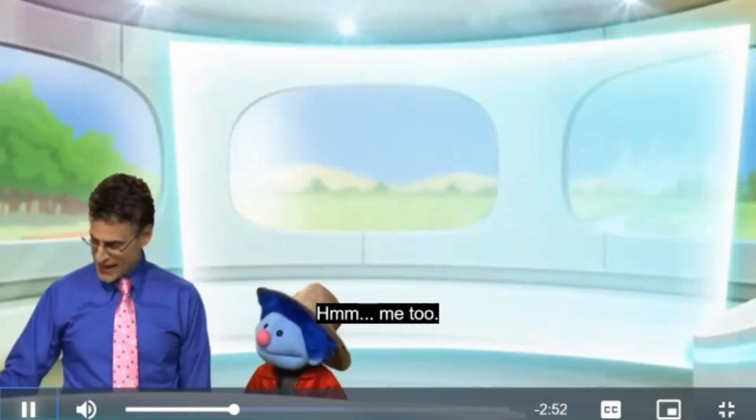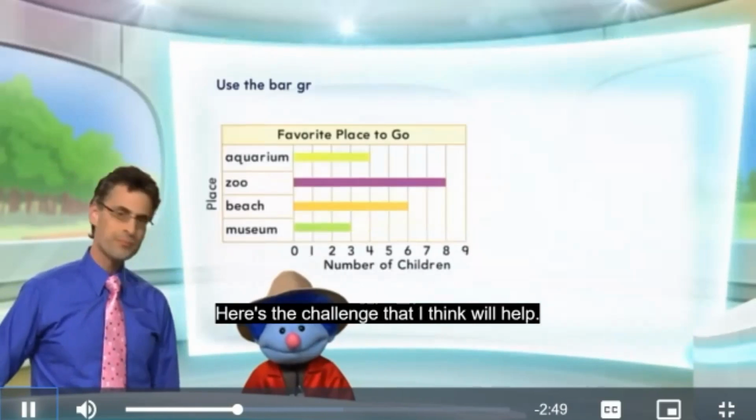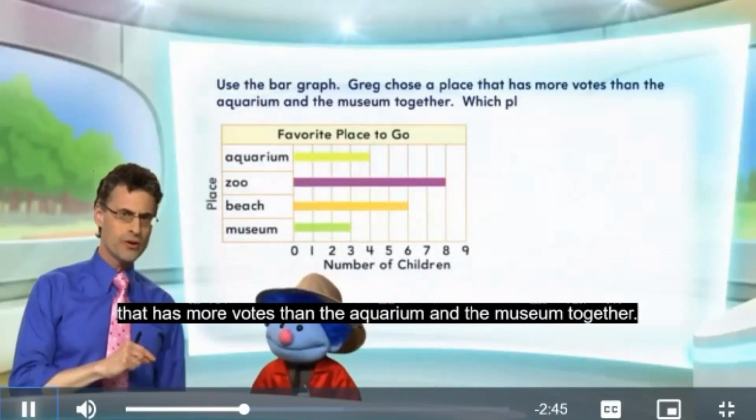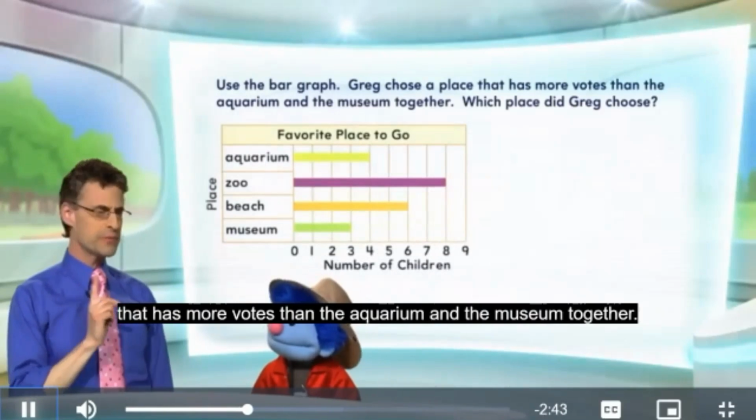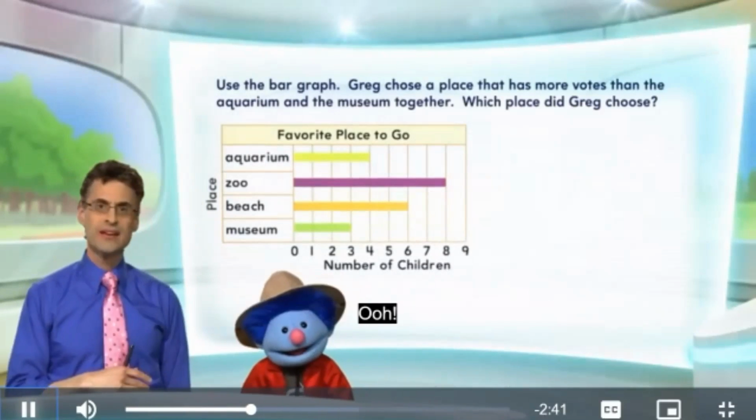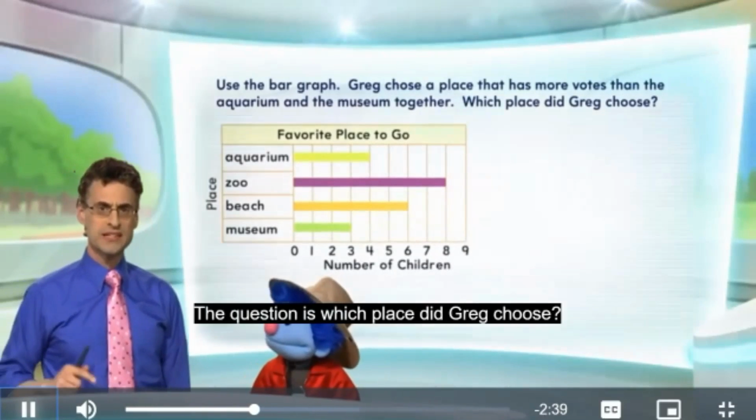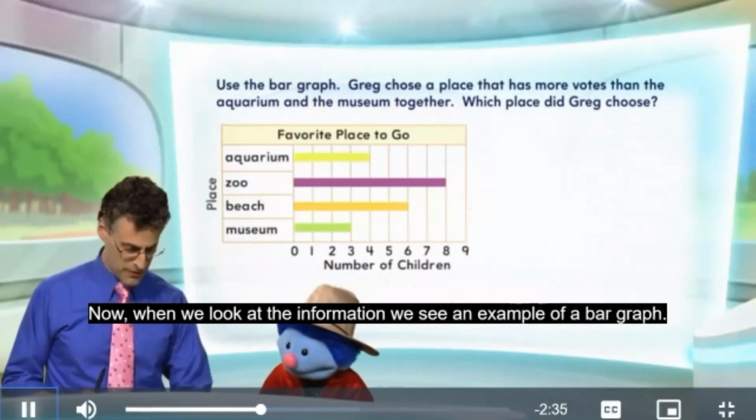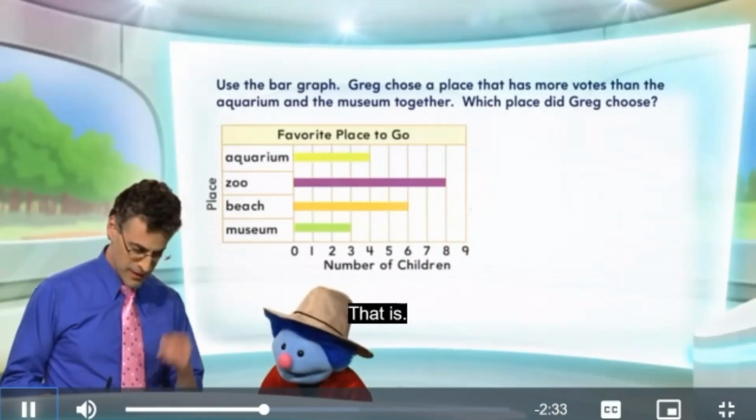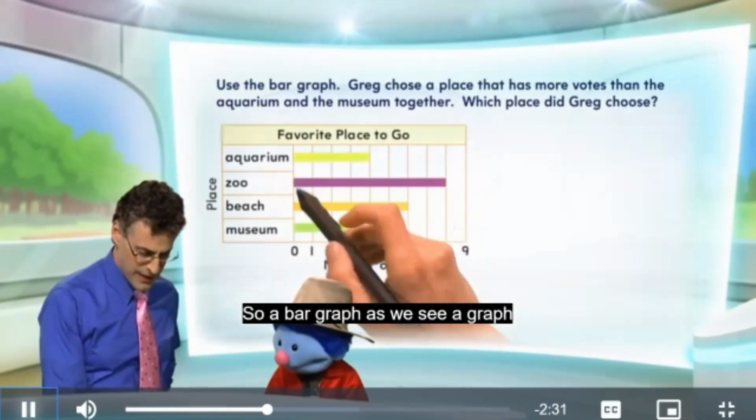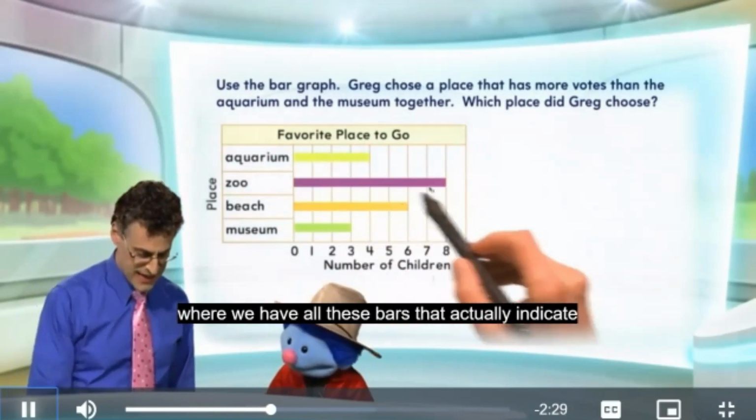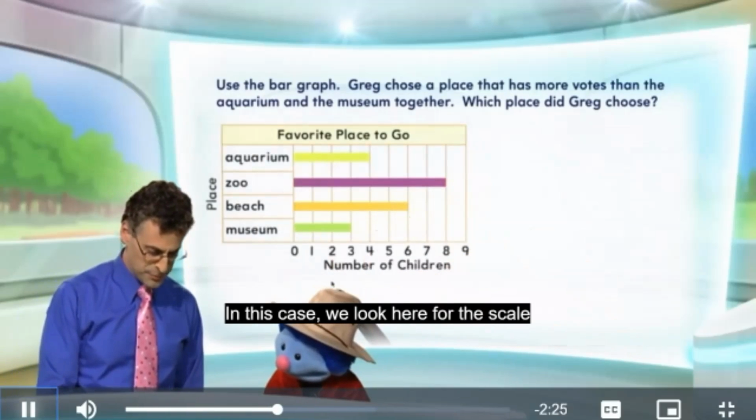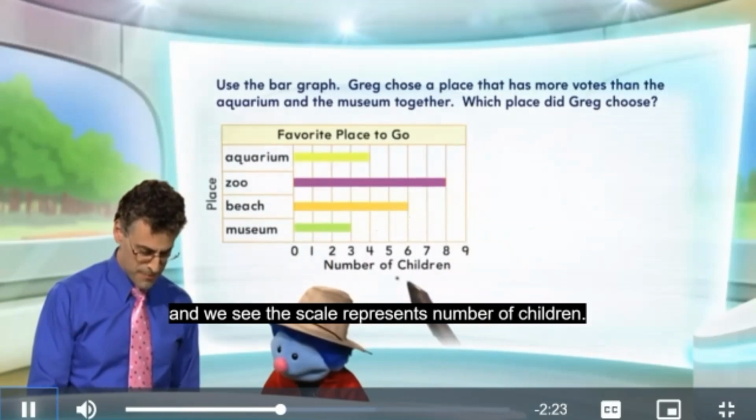Okay, here's a challenge that I think will help. Greg chose a place that has more votes than the aquarium and the museum together. The question is, which place did Greg choose? Now, when we look at the information, we see an example of a bar graph. A bar graph has bars that indicate how many of various things. In this case, we look here for the scale, and we see the scale represents number of children.